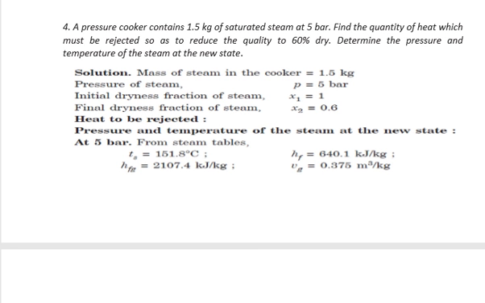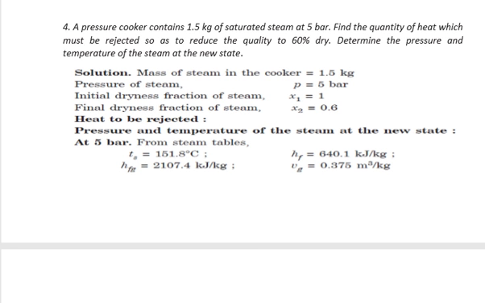The fourth numerical belongs to a pressure cooker. A pressure cooker contains 1.5 kg of saturated steam at 5 bar. Find the quantity of heat which must be rejected so as to reduce the quality to 60% dry. Determine the pressure and the temperature of the steam at the new state.